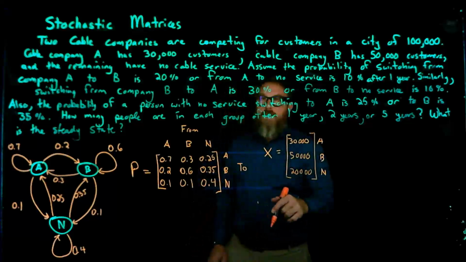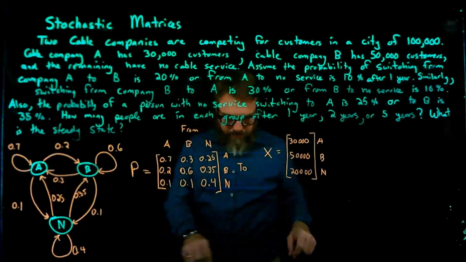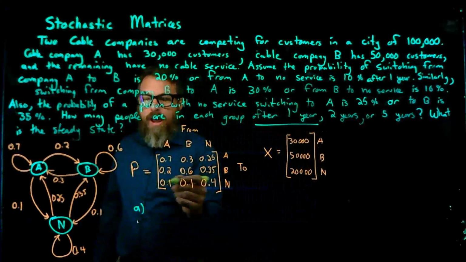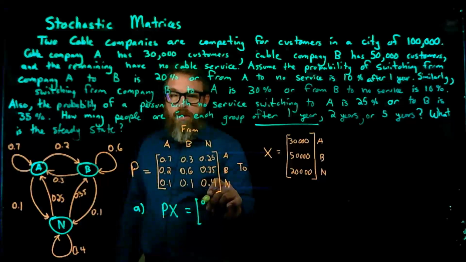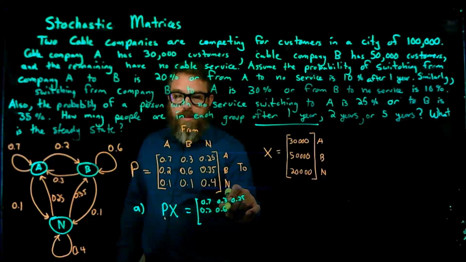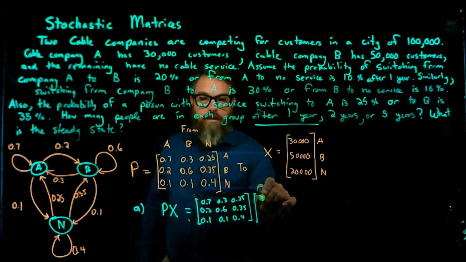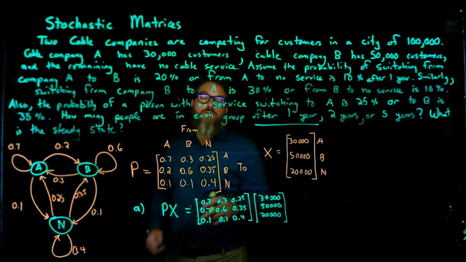So if I want to know, say, for the very first one, it says, what about after 1 year? If I want to determine what the populations are after a single year, well, I'll just call this thing A. So after 1 year, this is just going to be equal to matrix P times matrix X. So we can multiply these things together: 0.7, 0.3, 0.25, 0.2, 0.6, 0.35, 0.1, 0.1, 0.4, and then multiplying by our population at this particular time, 30,000, 50,000, and then 20,000. Now, in the previous video, I showed you how to do multiplication by hand.